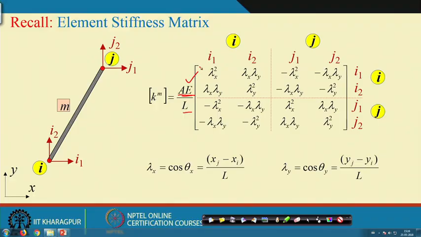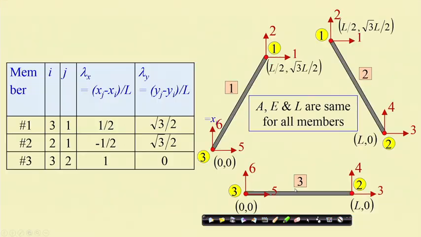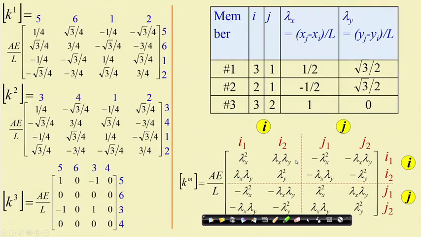Usually in many problems that we come across, area and Young's modulus may be the same, or at least Young's modulus will be the same, and area and length are different for different members, and we have to take care of that. Okay. So once we substitute that, we get the element stiffness matrices, the member stiffness matrices, for different members as this.